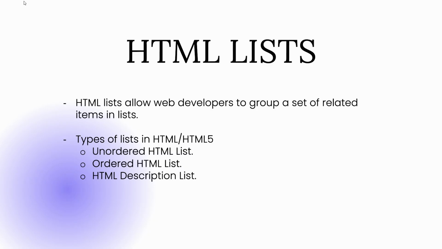So let us quickly recap our session here. We have learned about UL element, which creates an unordered list, then OL element, which creates ordered list, and then DL element, which creates description list. Then we have talked about LI element, which stands for list items, which is simply used for creating list items. Then we talked about nested list and horizontal list. So I hope you now have better understanding about HTML list.